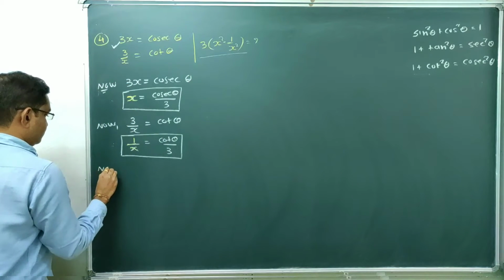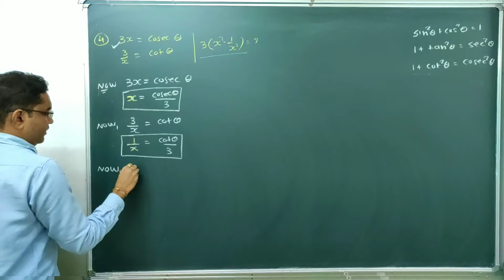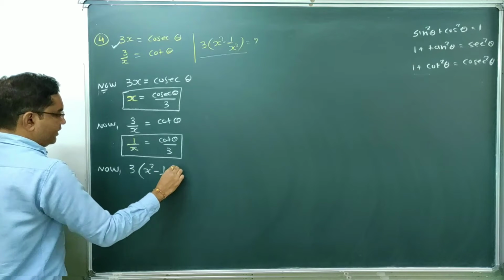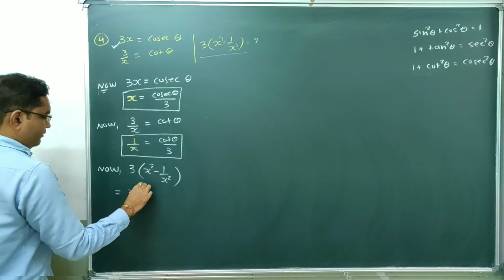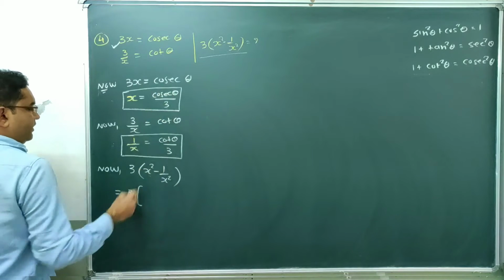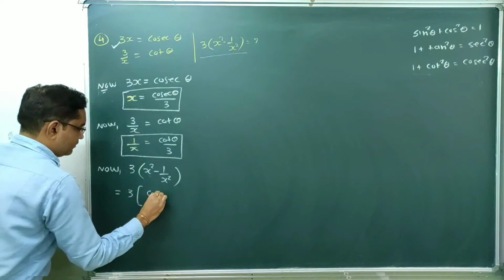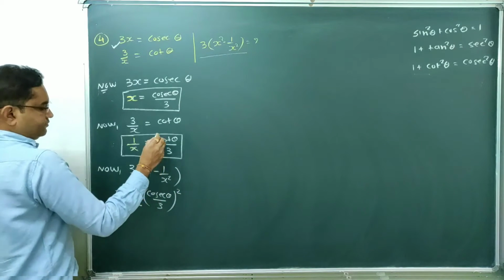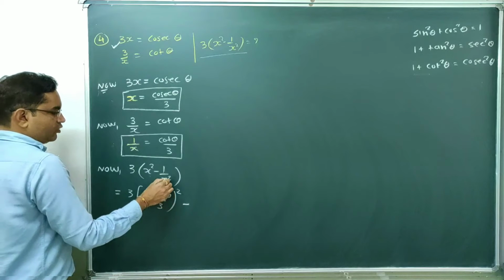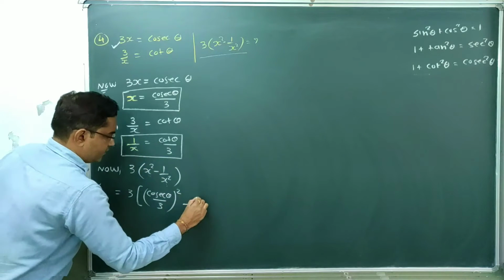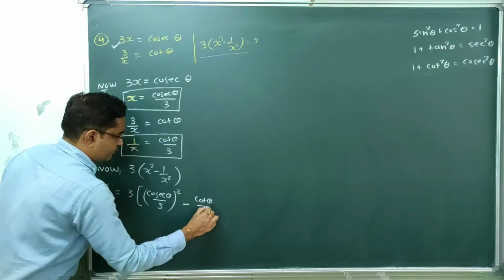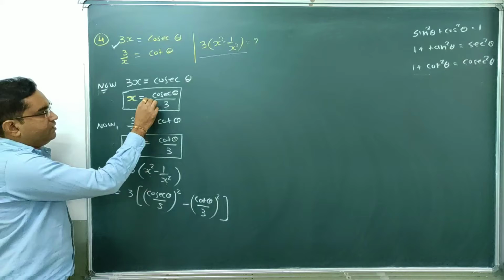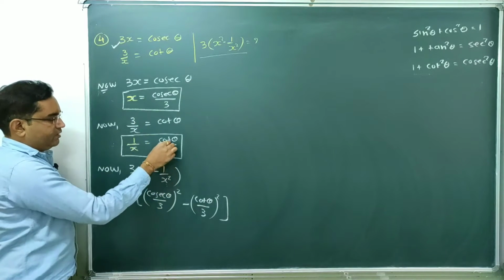So now here the question is to find the value of 3 into x square minus 1 upon x square. Here directly we can put the value of x square from this x, which is cosec theta by 3 whole square, minus 1 upon x whole square, which is 1/x whole square, which is nothing but cot theta by 3 whole square. Done? Replace this x with this and this 1/x with this equation.